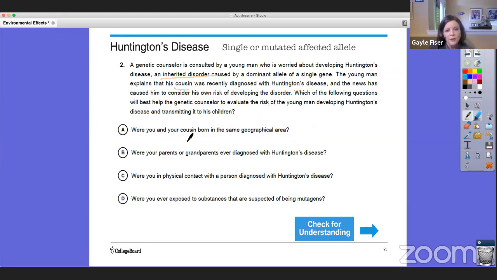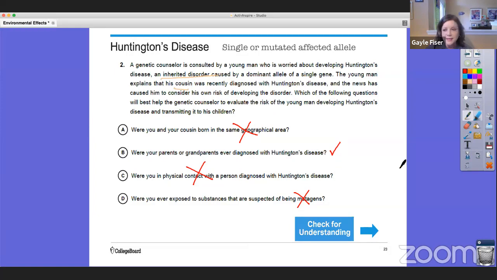Were you and your cousin born in the same geographical area? Okay, this was an inherited disorder. It wasn't due to an environmental experience. Were your parents or grandparents ever diagnosed with Huntington's disease? This would be a good question. Were you in physical contact? No, it's not contagious. And were you ever exposed to substances that are suspected of being mutagens? No, this is not about getting this as a cancer, okay?